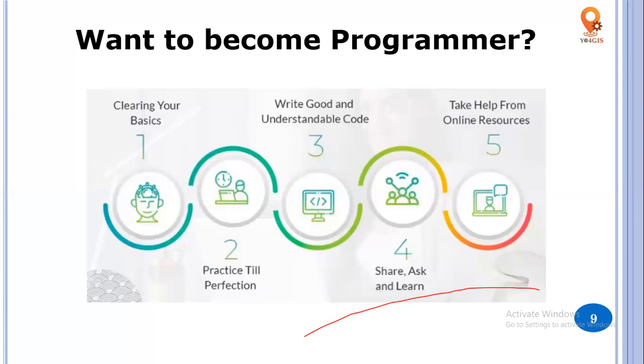Second thing is practice till perfection. Third thing is write good and understandable code. Share, ask, and learn. Take help from online resources. But on top of this, I will tell you the very important rule to become a programmer, what I basically followed and I am following.